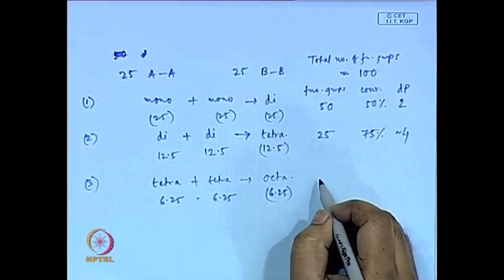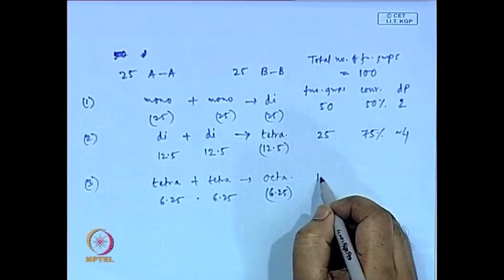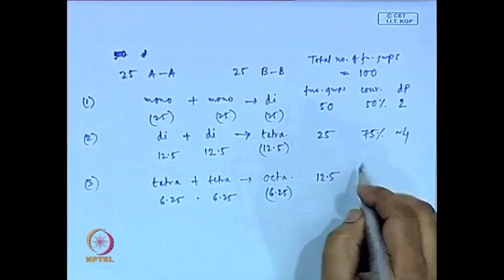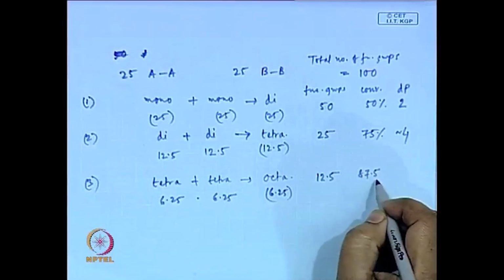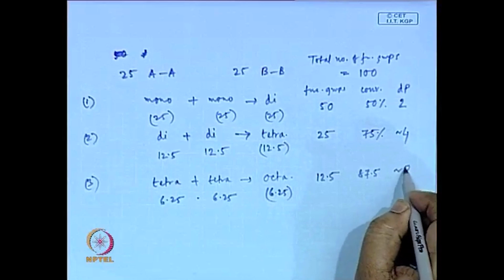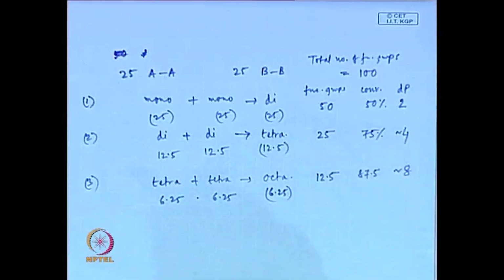So, how many functional groups now? 12.5. So, the conversion is 87.5, which will give you approximately a degree of polymerization of 8.